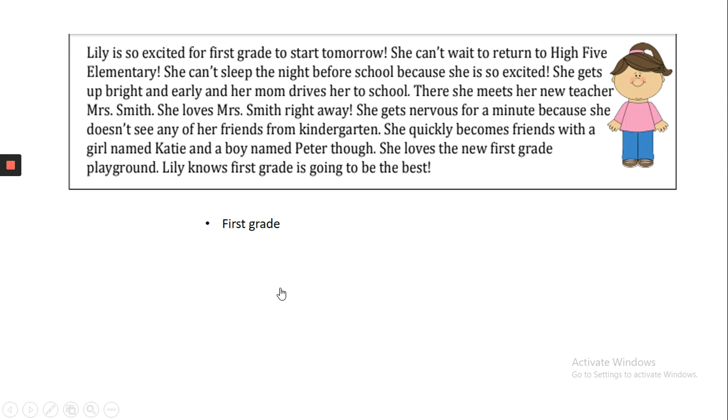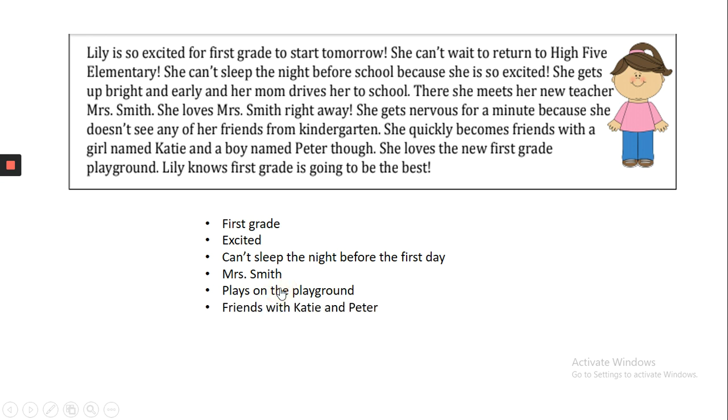So we know that Lily is a first grader. We know that she's excited. It says that she can't sleep the night before the first day. Her teacher is Mrs. Smith. She plays on the playground. She's friends with Katie and Peter. And she likes first grade. So now we're going to compare the two stories. So I'm going to put them side by side with our notes side by side so we can see how these two characters are the same.